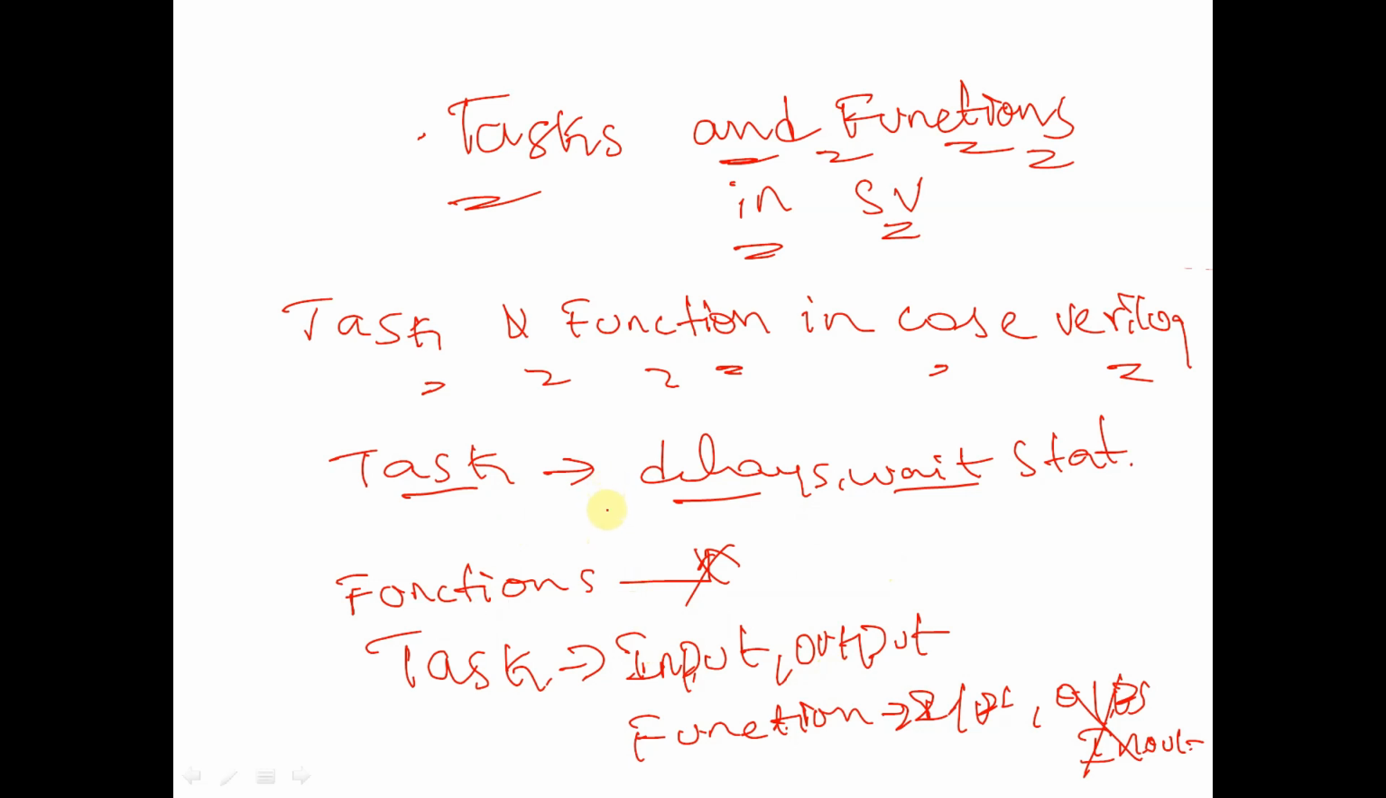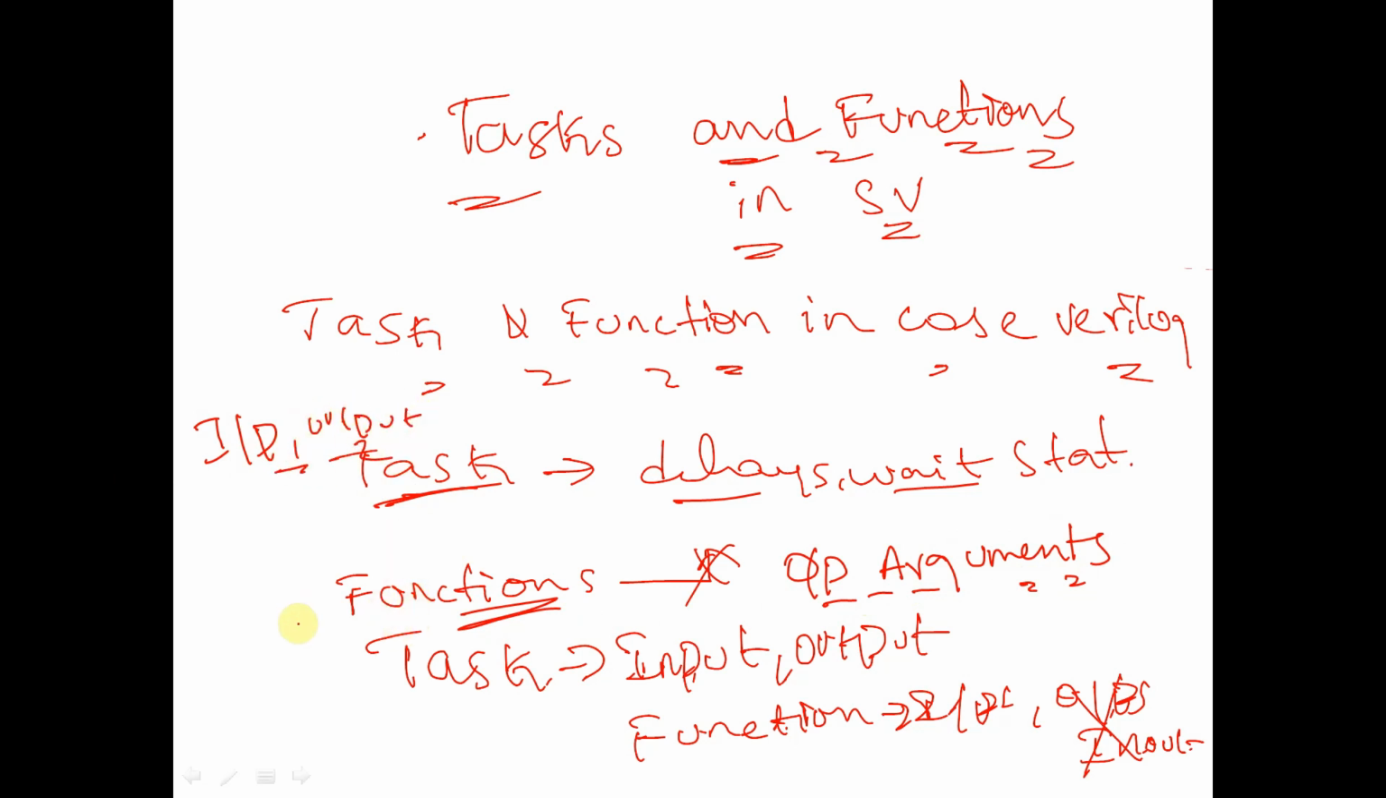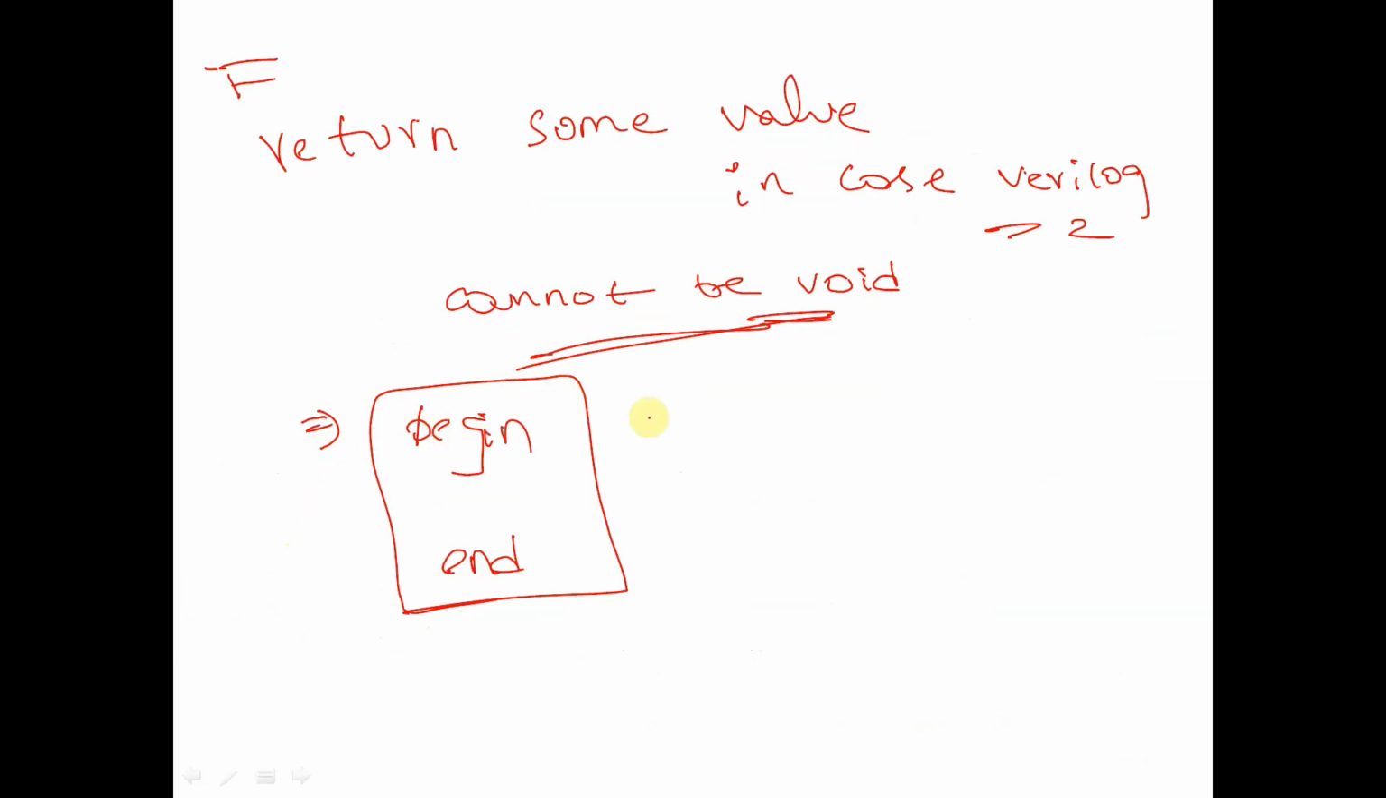In Verilog, functions cannot have output arguments. They should have only input arguments, and inout arguments are also not allowed in functions. Whereas tasks in Verilog can have input as well as output arguments. In Verilog, functions cannot be void type, but in SystemVerilog, functions can be of void type. We have discussed this in our previous sessions.